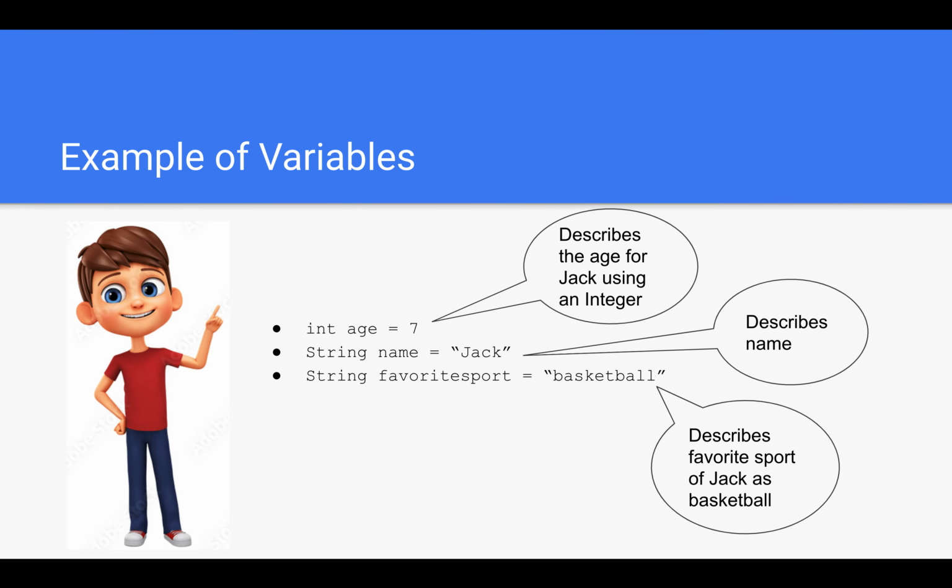Let's say I have a friend named Jack, who's age 7 and whose favorite sport is basketball. Integer age is equal to 7. Another string called name is set to Jack, and string favorite sport is set to basketball.